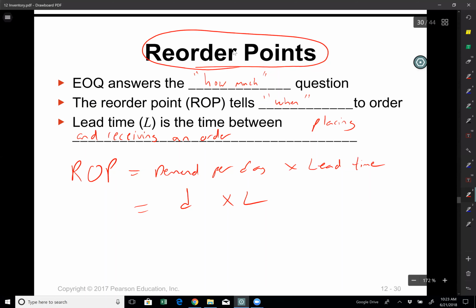And if you don't know the small d here, you can calculate small d by capital D, which is annual demand, divided by number of working days, right?